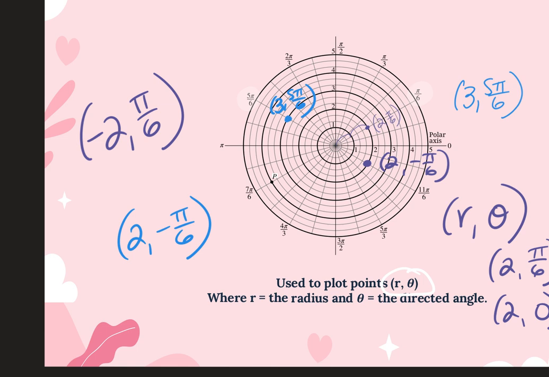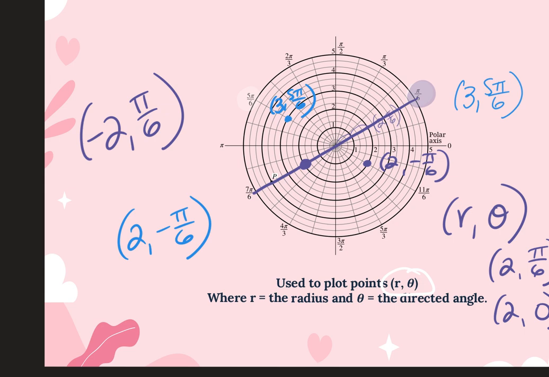So I would say pi over 6 is the same spot we started with, so that pi over 6 is there. But instead of going towards pi over 6, I go along its opposite ray, which would be 7 pi over 6, and I go 2 out on that side. So if the r is negative, we go the opposite direction. You go away from the angle that you would normally go towards.